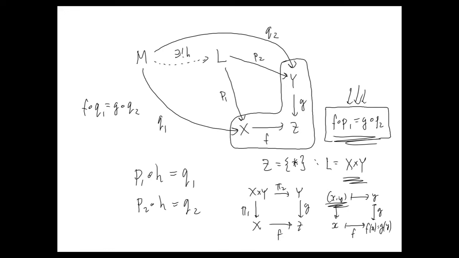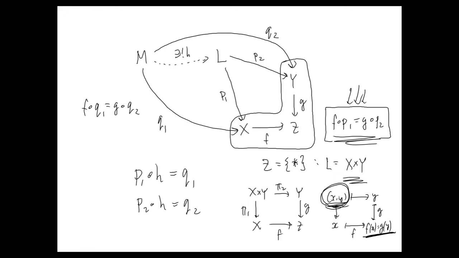So it won't work to take L to be X cross Y because of this problem. In general, f of x might not equal g of y. But maybe we can actually fix our L in such a way that it will be equal. So for which pairs would f(x) equal g(y)?